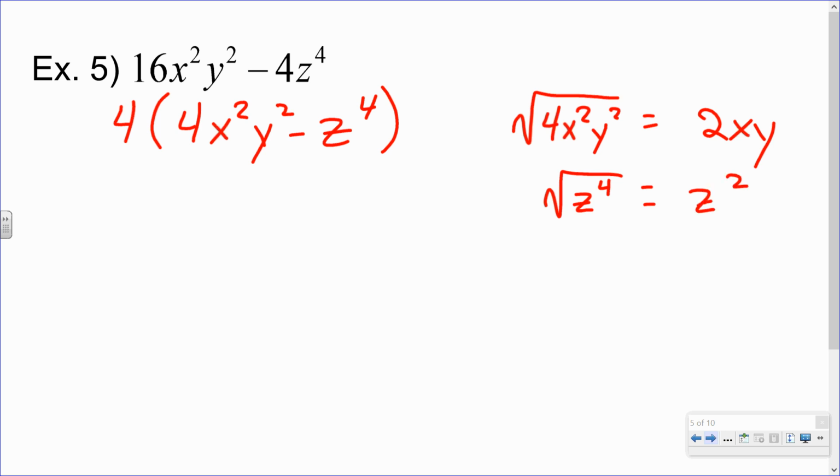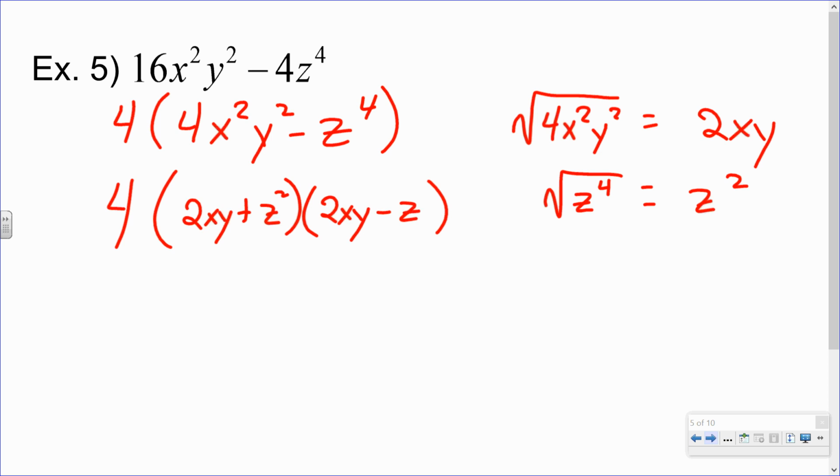So that means we keep the 4. It's still one of our factors. And we do one parentheses with a plus, one with a minus. The first one will start with the square root of 4x squared y squared, so we'll start with 2xy. I'll do my plus first. Square root of z to the fourth was z squared. This one's the same thing, except with a minus sign in between. So far, so good?